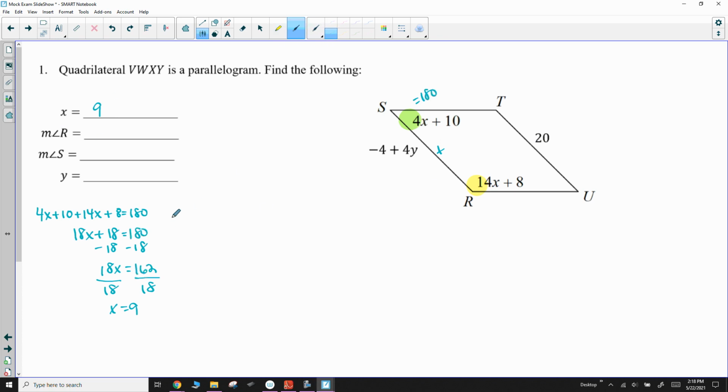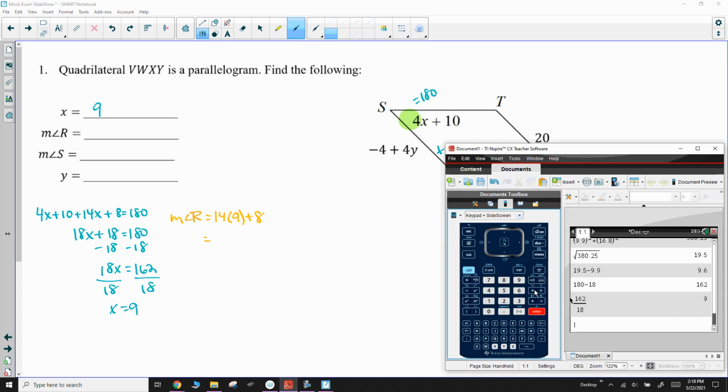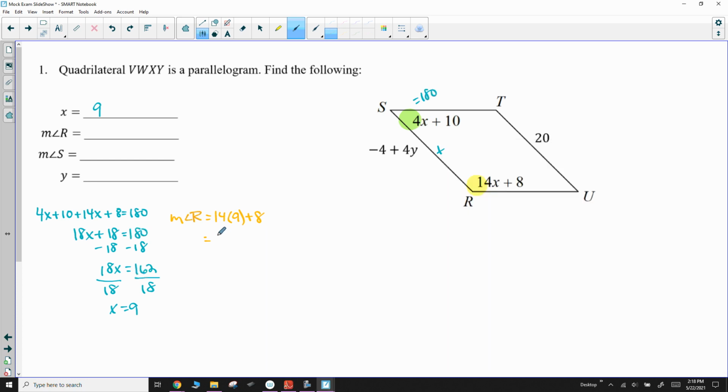Here's the measure of angle R. The measure of angle R is equal to 14 times x, which we just decided was 9, plus 8. I have 9 loaded in there, so I'm just going to hit times 14 plus 8. 132. Excuse me, 134, right? 134. On the answer line, I will be certain to put a degree symbol because, by gum, it's May, and you know that the measure of an angle is shown in degrees.